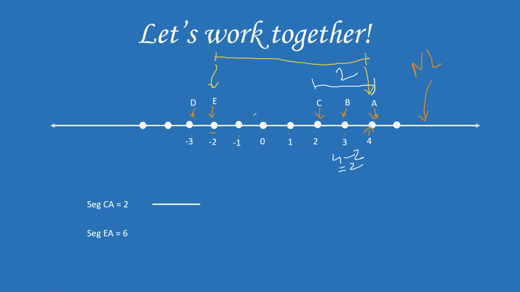It is 6 because this is minus 2 and this is plus 4. Why is it 6? Just imagine you're hopping from this place and count the number of hops: 1, 2, 3, 4, 5, 6. Basically, minus 2 to 0 is a distance of 2, and 0 to 4 is 4. So I add them and get 6. That's why segment EA is 6.